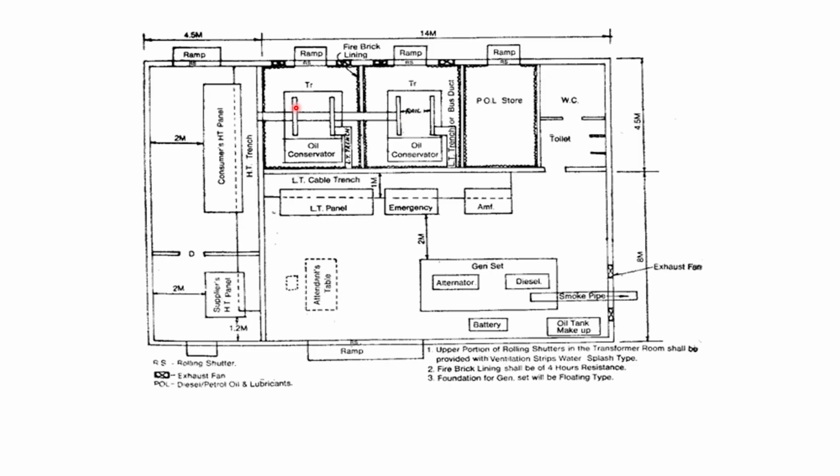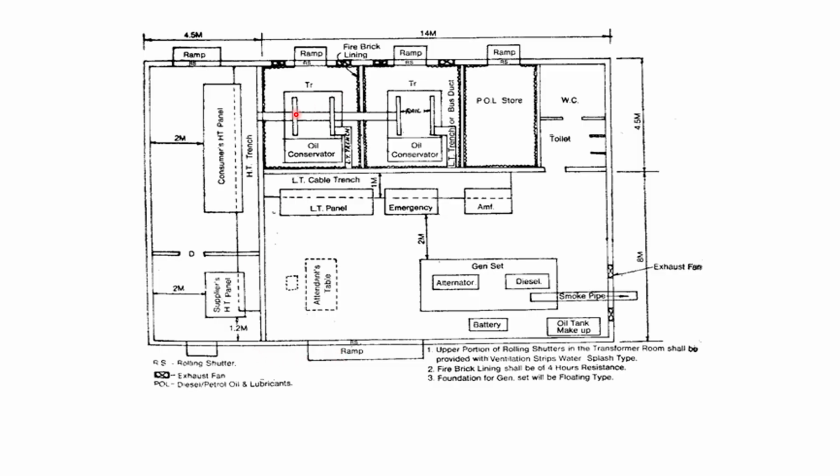Each substation is located about 300 mm above the highest flood level in the plan, and each room is provided with a ramp so that heavy equipment can be taken inside. There are several ramps in the substations on both sides, this side and the other side opposite to it.